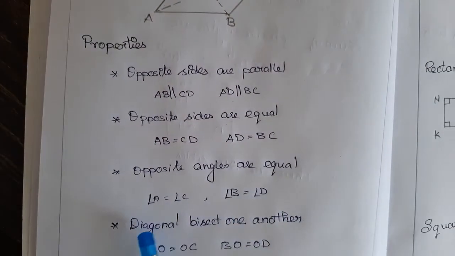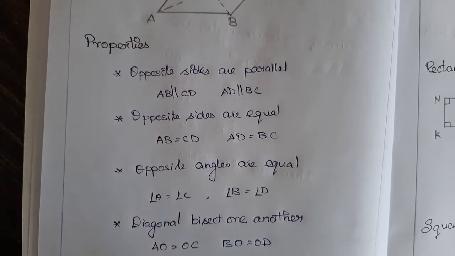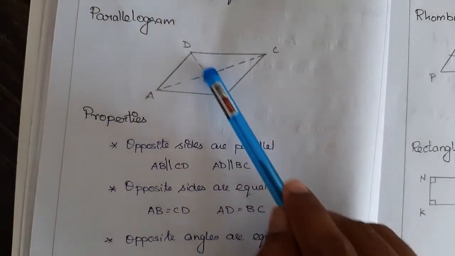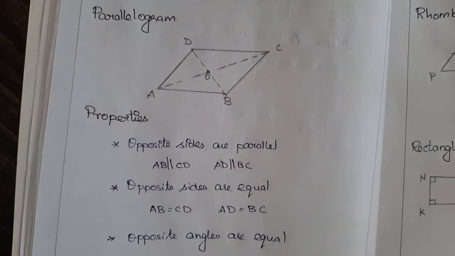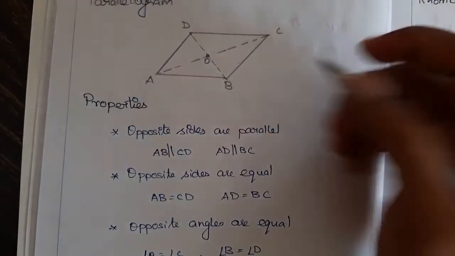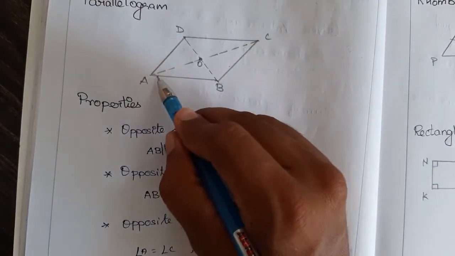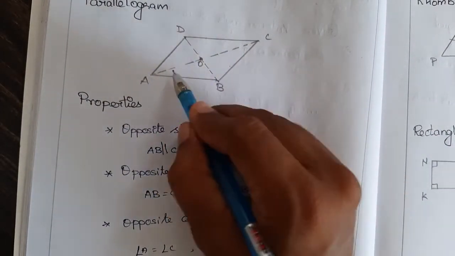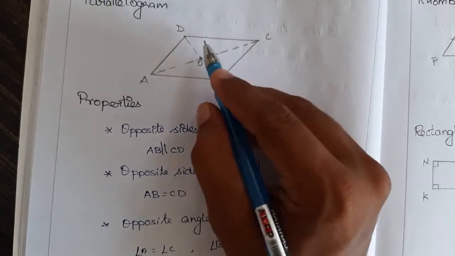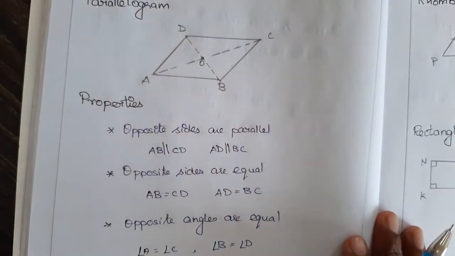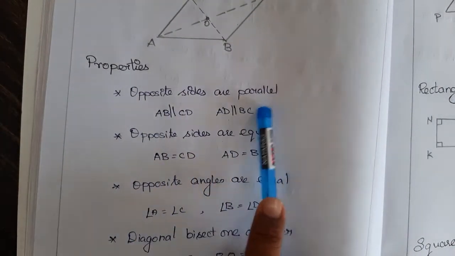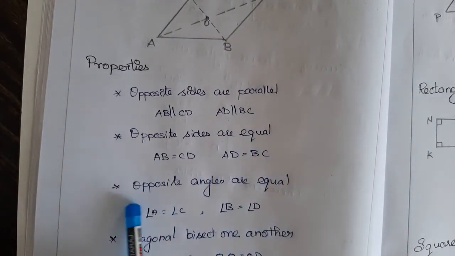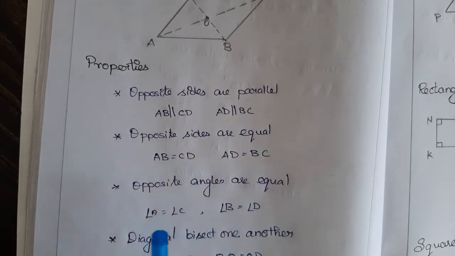And the final condition: diagonals bisect one another. The diagonals we have drawn in dotted lines bisect one another. Bisect means they cut equally. So mark that center point as O. They cut equally, so AO is equal to OC and OD is equal to OB. These are the properties of the parallelogram. Remember: opposite sides are parallel, opposite sides are equal, opposite angles are also equal, and diagonals bisect one another.